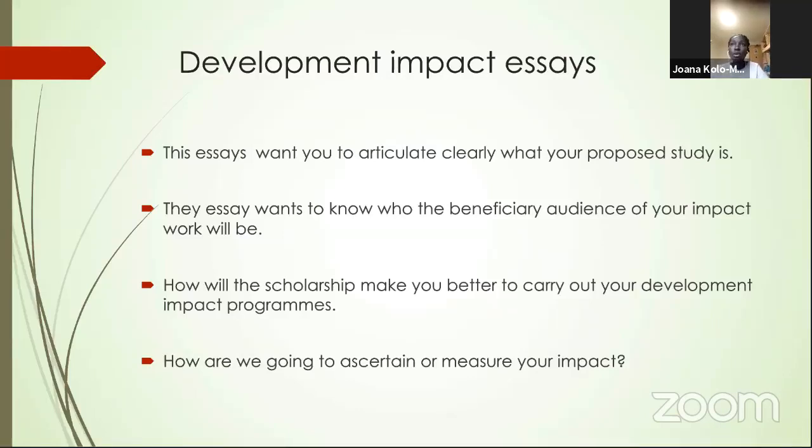So what did I say was the problem? The problem is that there are many people in prison who do not have access to legal aid. They can't afford legal services, and so it's a problem we identified. Who will be the beneficiary? The beneficiaries of my project will be suspects who are in prison and cannot afford to get a lawyer to represent them in court. How will the scholarship make me better?